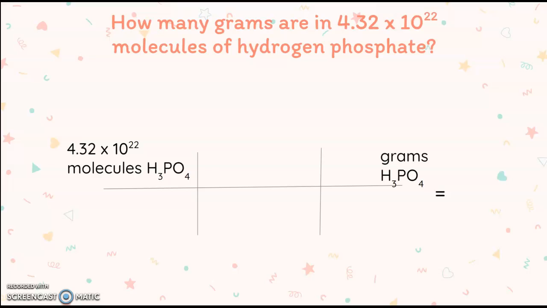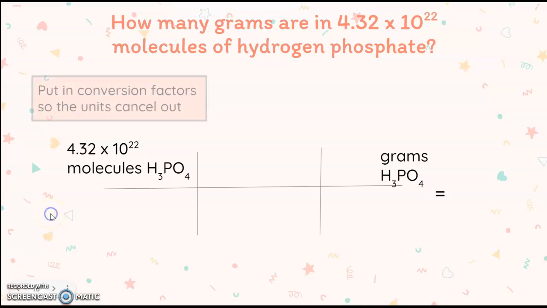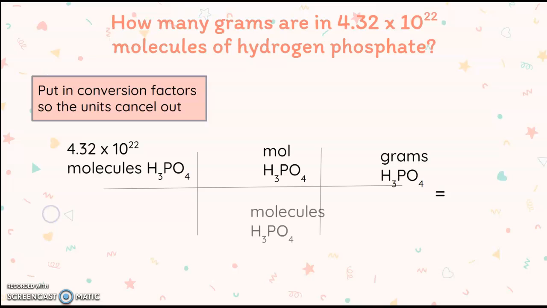This is also an ionic compound. So we need to make sure those charges match up. Hydrogen has a +1 charge, phosphate has a -3 charge. So we need to have 3 hydrogens to match our 1 phosphate. Remember that our molecules, we need to convert first to moles, then to grams. So I'm going to put that on top. And then at the bottom, make sure that our units cancel out.